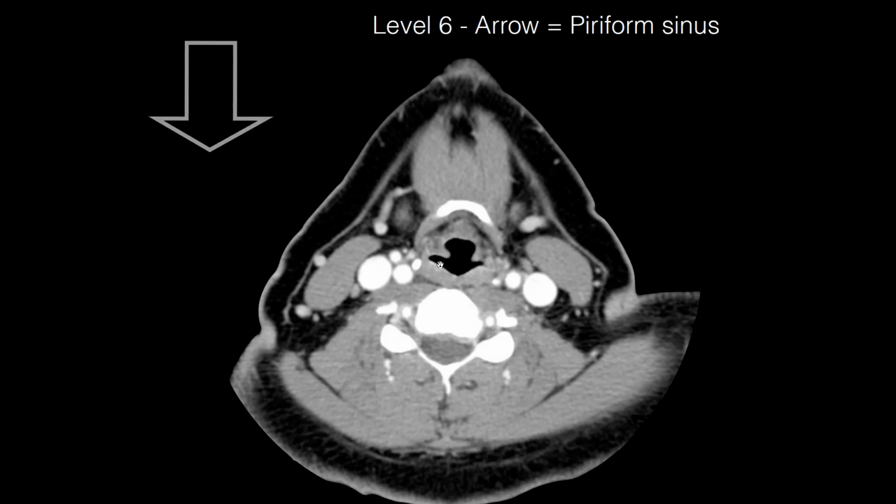Yeah, piriform sinus. So piriform sinus, what is that a subsite of? Is that in the larynx or pharynx? Pharynx. What part of the pharynx?